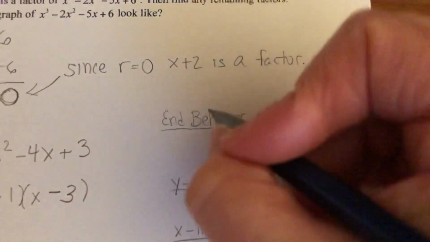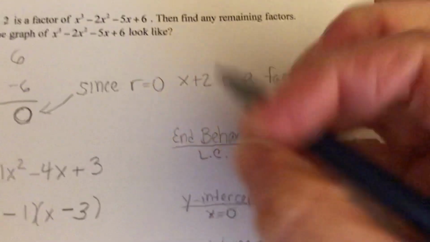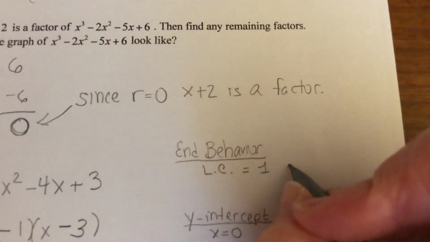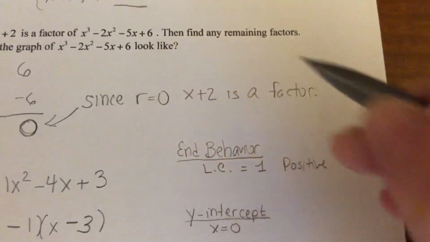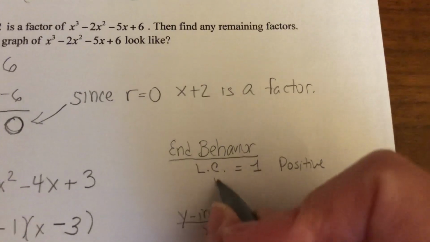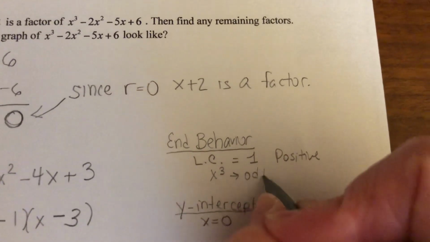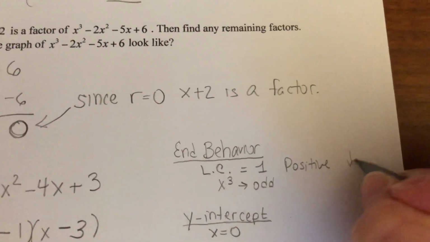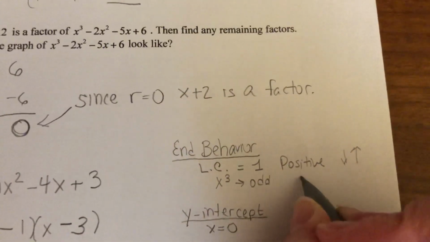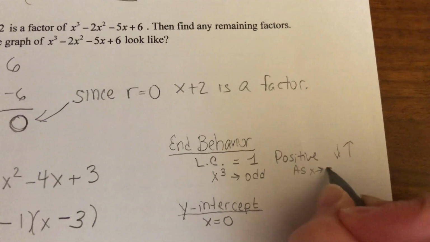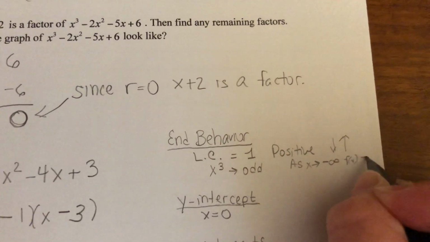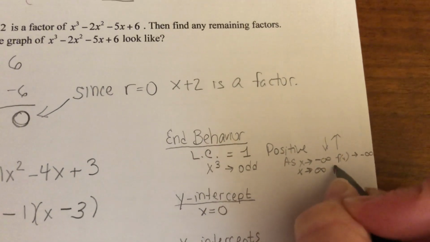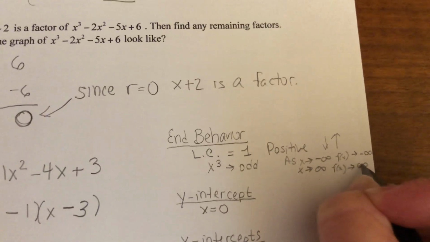What would the end behavior be? So for end behavior, I want to look first, what is that leading coefficient? The leading coefficient was a 1, and it's positive. It's x to the third power, which means it's an odd function. So therefore, it's going to have opposite behavior, and it's going to start down and then go up at the end. So I can say as x approaches negative infinity, your f of x is also approaching negative infinity. As x approaches positive infinity, your f of x is approaching positive infinity.